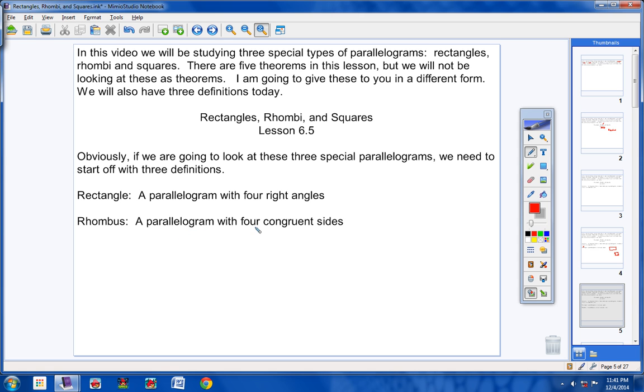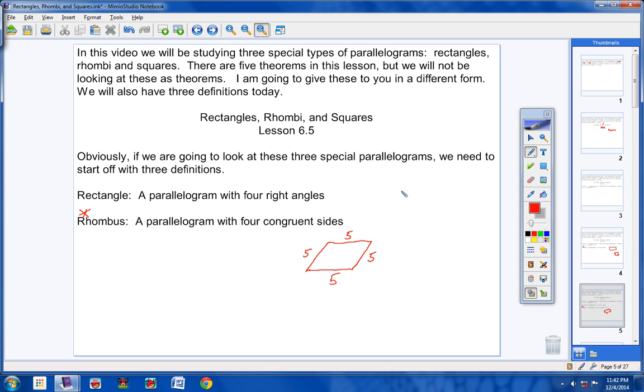It is a parallelogram with 4 congruent sides. Please copy this down. I'll wait a second for you to do that. A parallelogram with 4 congruent sides. So students, this is a rhombus. If you want to write these down, you can. You don't have to. It's up to you. That would be a rhombus because it's a parallelogram. And let's pretend all of these sides have a length of 5. There we go. That's a rhombus.